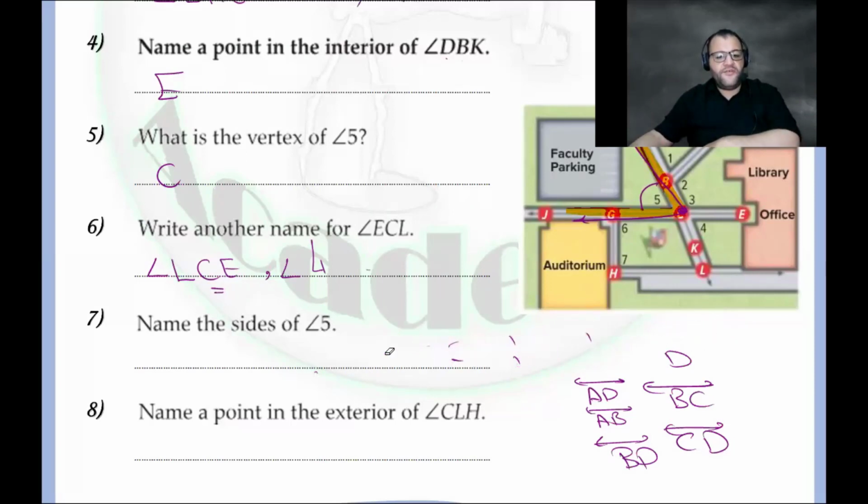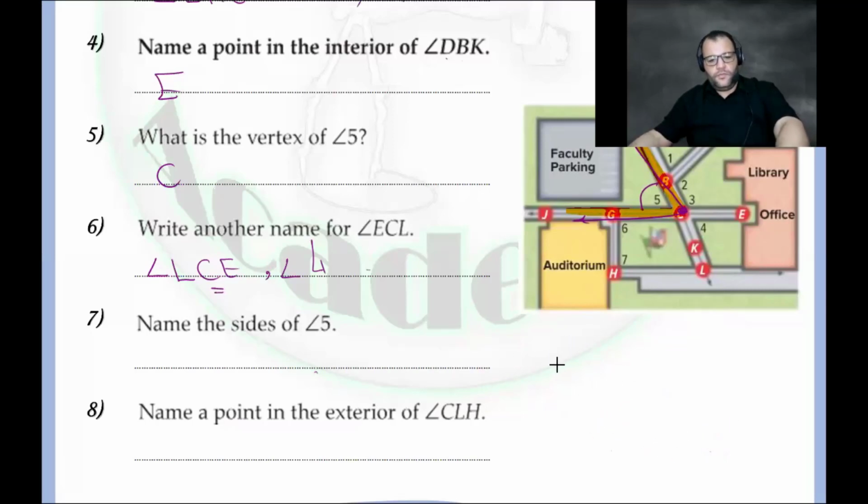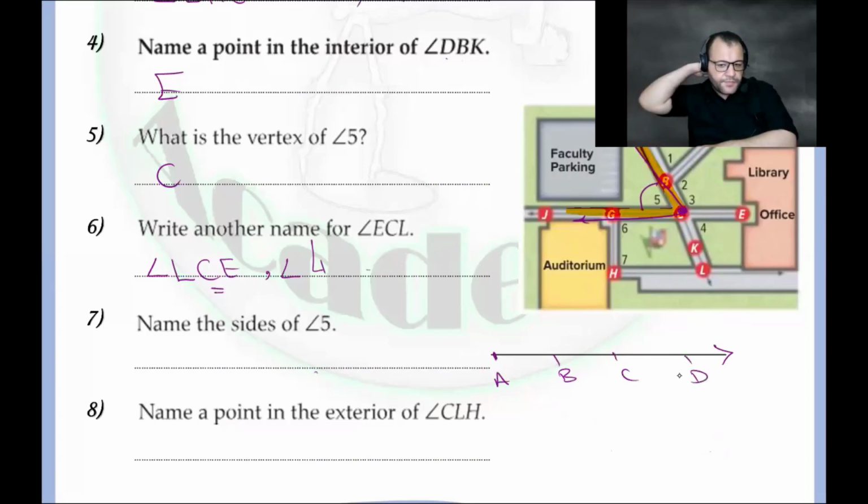So suppose now we have a ray. How can we name the ray? A ray has a starting point and extends only from one side. So suppose that we have A, B, C, and D. What is the name of this ray? AD. And how do we start the ray, from A or from D?